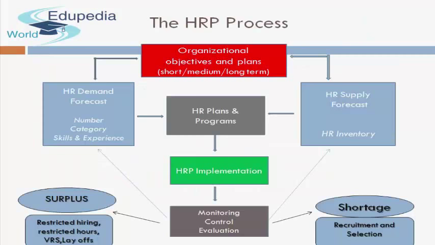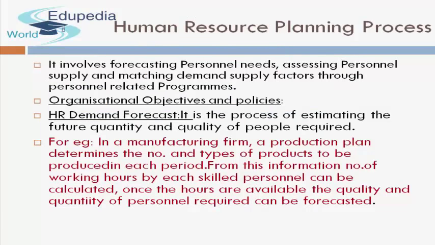If you can see the two boxes, the blue boxes HR demand forecast and supply forecast, there is a balance which is to be maintained between the both. And keeping in mind the reports of HR demand forecasting and supply forecasting, the HR planning and programming is done. So organization objectives and policies are something that is to be kept in mind.